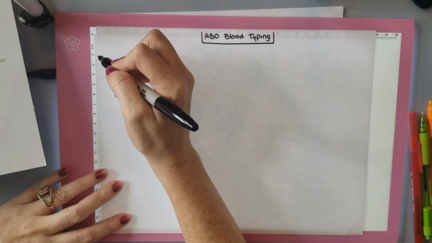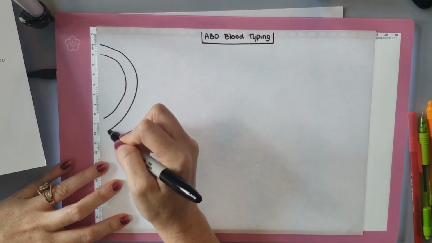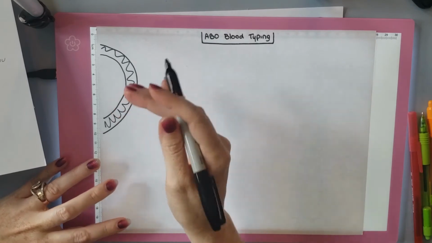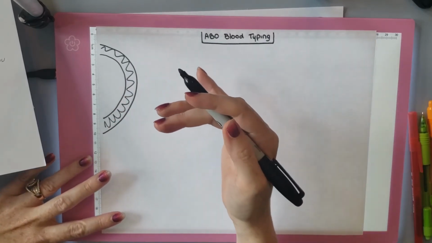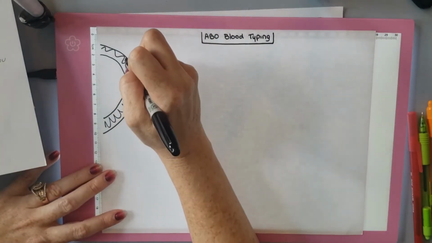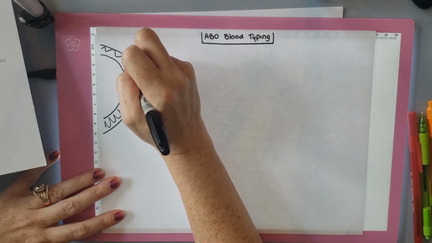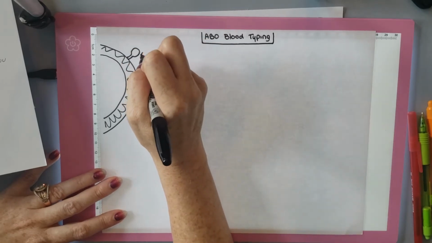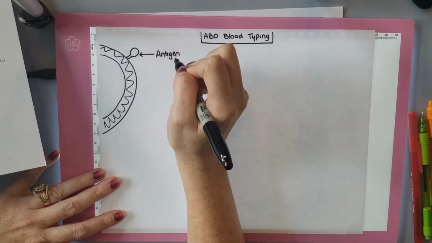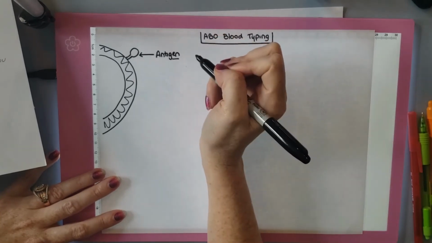So in each cell, there is a cell membrane, right? We'll say this is the cell membrane. There are certain antigens that come off of the cell membrane. So we're going to say this antigen looks like this. It might not, whatever. So that is an antigen. Okay, that's an antigen. We're going to talk about antibodies and antigens.